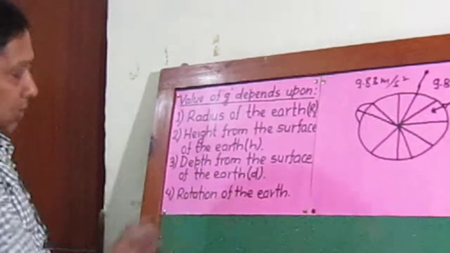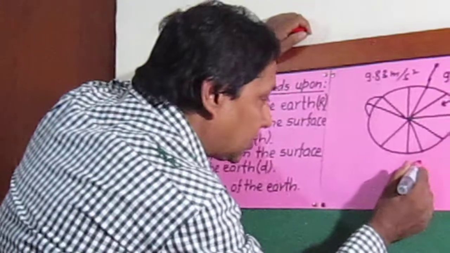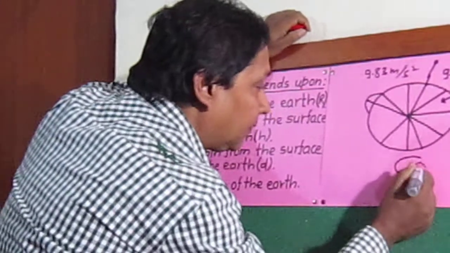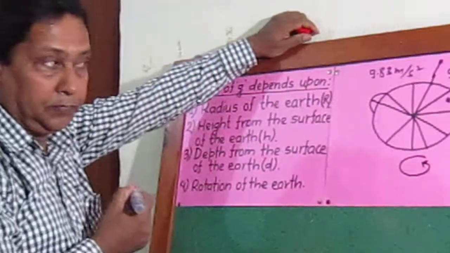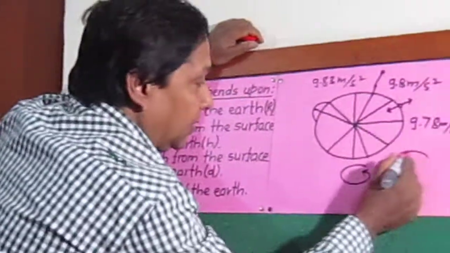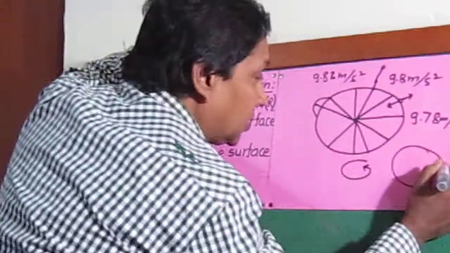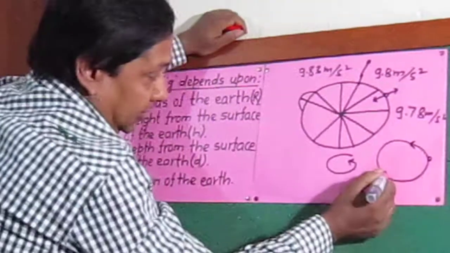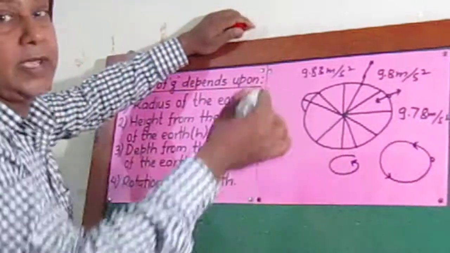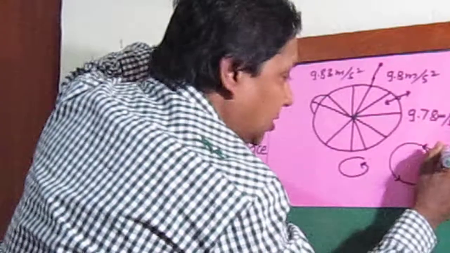Now the fourth point, it depends upon rotation of the earth. Earth is actually rotating around its axis, and because of this rotation, every object lying on its surface is also moving in a circular path. If an object is moving in a circular path like this, then a force acts on the body which pushes it away from the center.